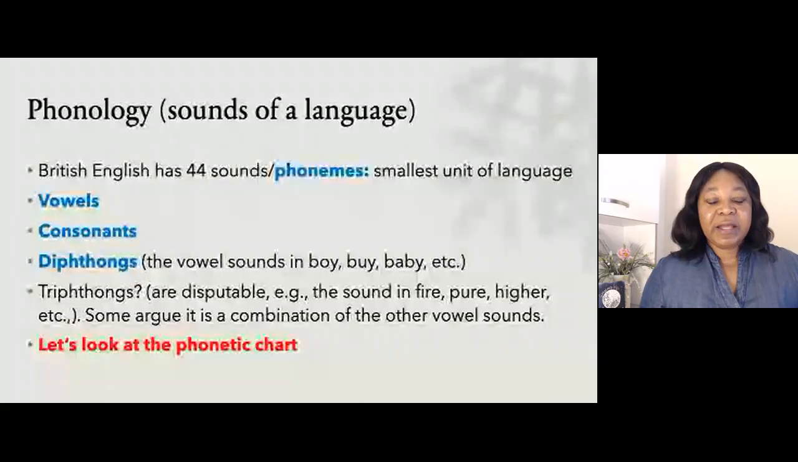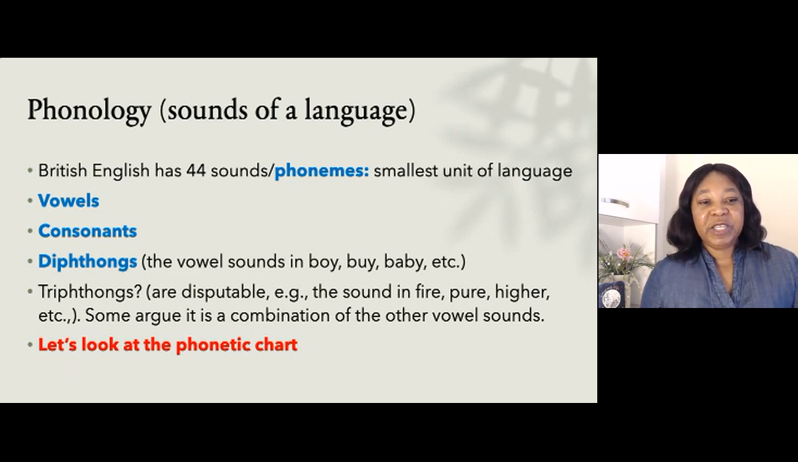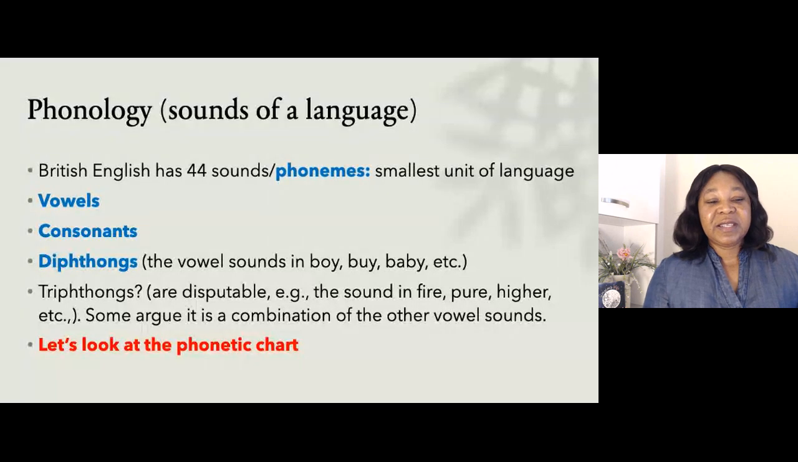So here we are at the level of phonology. That's the sound system of the language. English has 44 sounds called phonemes. A phoneme is the smallest unit of a language, and we have vowels, consonants, and diphthongs. Some people say we have triphthongs, but there's a dispute about it.